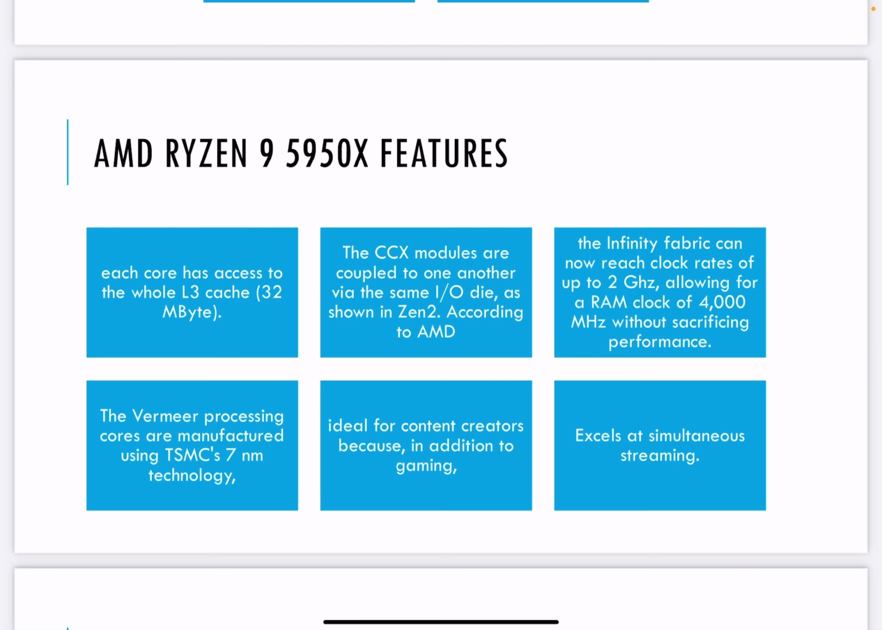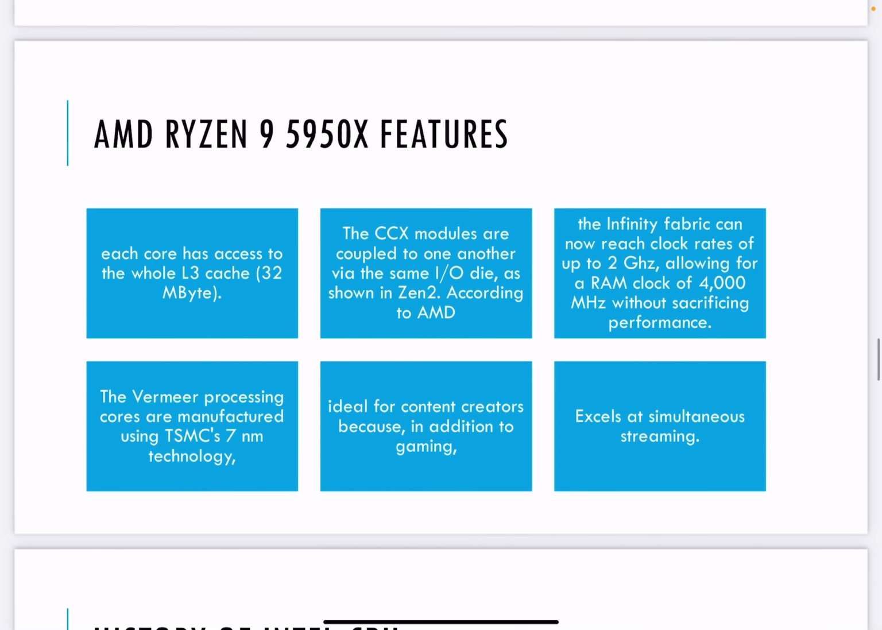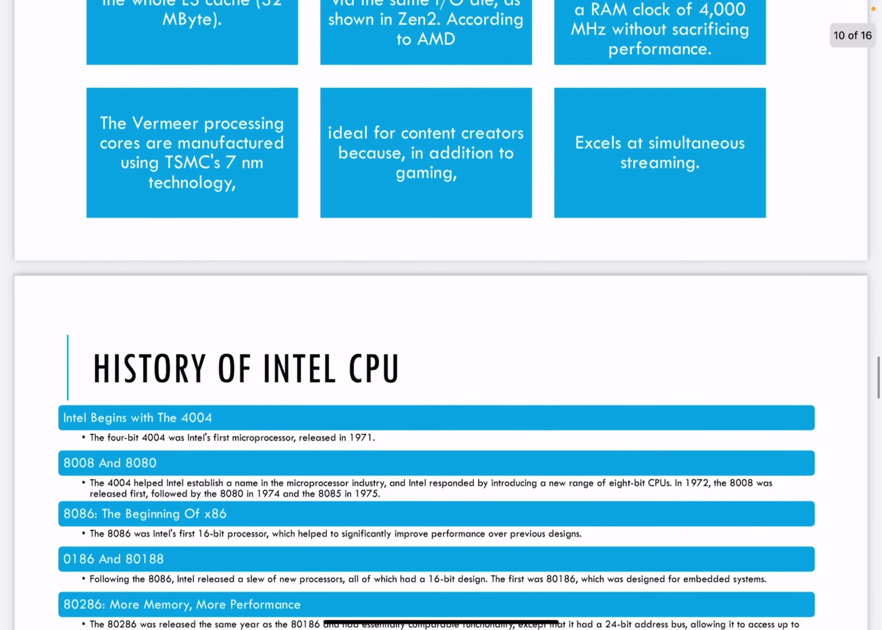AMD Ryzen 9 5950X features: each core has access to the whole L3 cache of 32 MB. The CCX modules are coupled to one another via the same I/O die as shown in the Zen 2, according to AMD. The fabric can reach clock rates up to 2 GHz, allowing the RAM clock of 4000 MHz without sacrificing performance. Excels at simultaneous streaming, ideal for content creators because in addition to gaming, the Vermeer processing cores are manufactured using the TSMC 7nm technology.